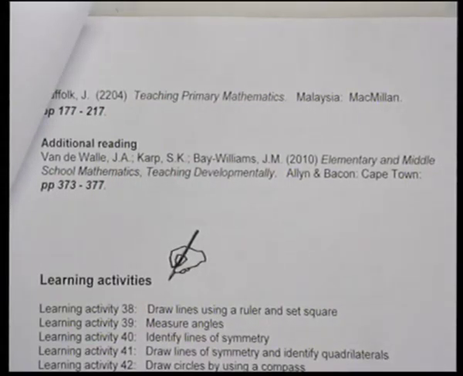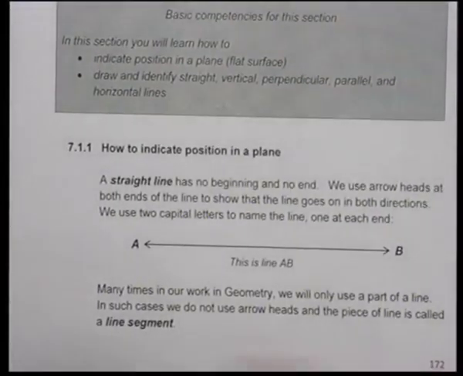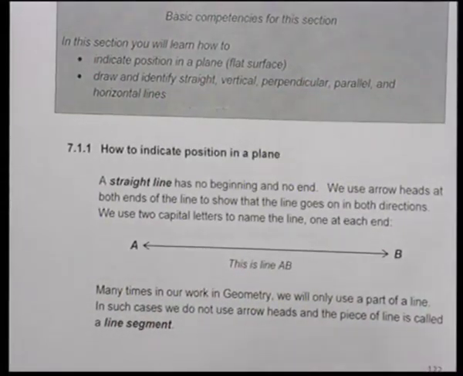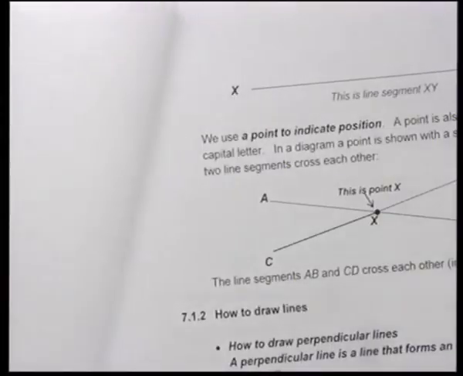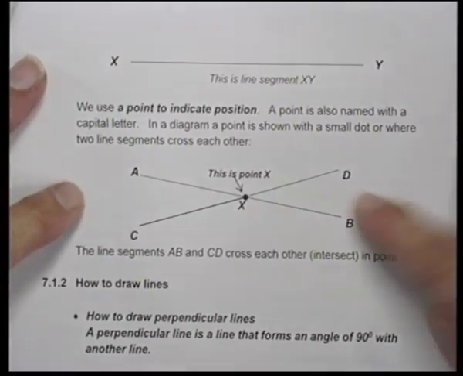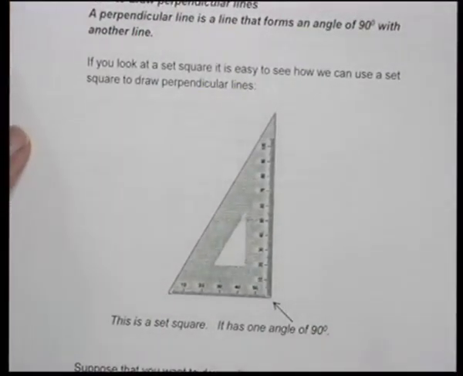The points on a line, there we see on a line, this is a line AB, it starts from A to B, and we call this a line segment, the terminology. And this is the line segment XY, the point X where AB crosses CD. How we draw the lines, how to draw perpendicular lines.